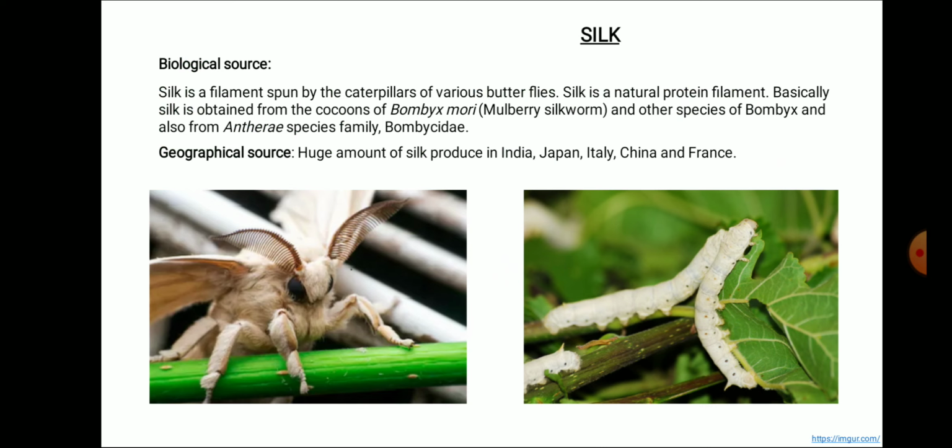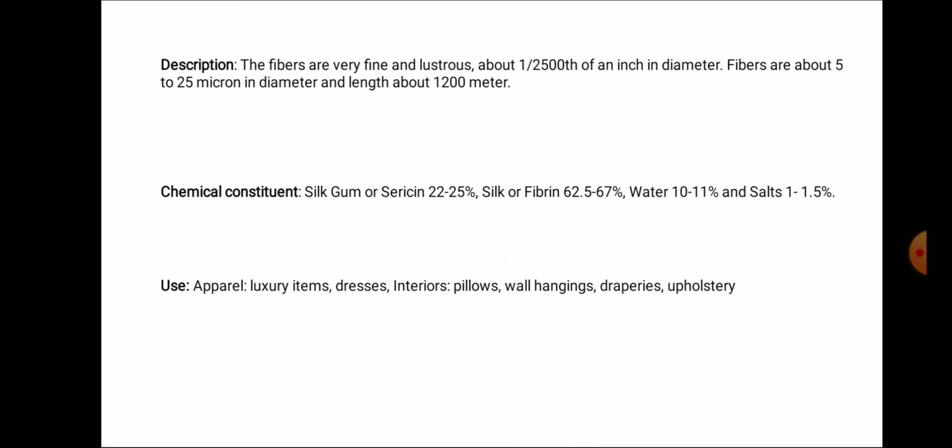Okay. Now the silk. Silk is filaments spun by caterpillars of various butterflies. Silk is a natural protein filament. Basically, silk is obtained from the cocoons of Bombyx mori and other species of Bombyx, and also from Anthraea species; the family is Bombycidae. A huge amount of silk is produced in India, Japan, Italy, China and France. The fibers are very fine and lustrous. Fibers are about 5 to 25 micron in diameter and the length is about 1200 meters. Silk gum or sericin and fibroin are the main constituents of the fiber. The other constituents are water, salts and minerals.